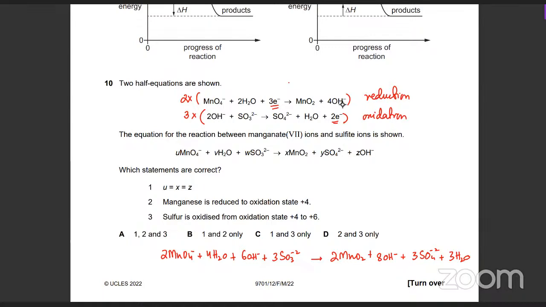Did I balance this correctly? 3SO4 minus 2, 3 H2Os, 8 OH ions, 2MnO2. Everything looks fine. The reactants: 3SO3 minus 2, 6OH minus 1, 4H2O. Now some of these will cancel out. The OH ions will cancel out and you'll be left with 2 OH ions on this side. The water will also cancel, so of the 3 water molecules on this side, I'll be left with just 1 water molecule. That's my equation. So U is 2.